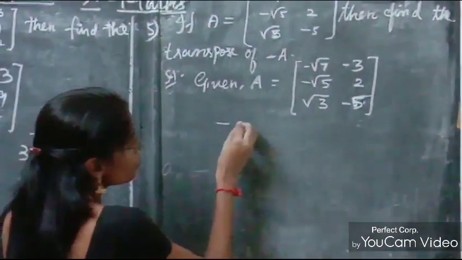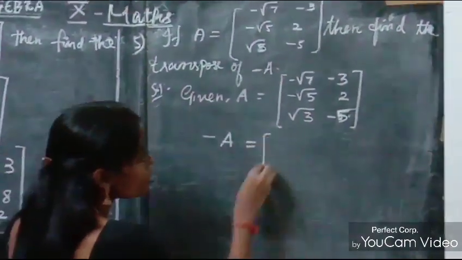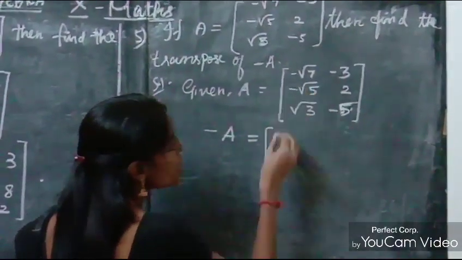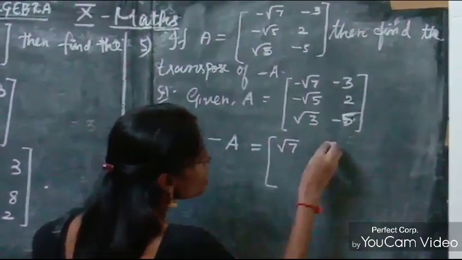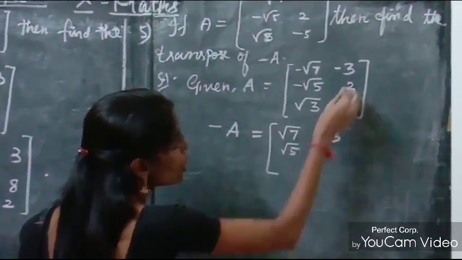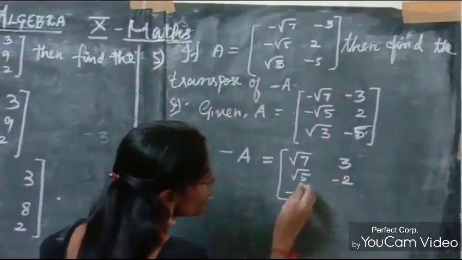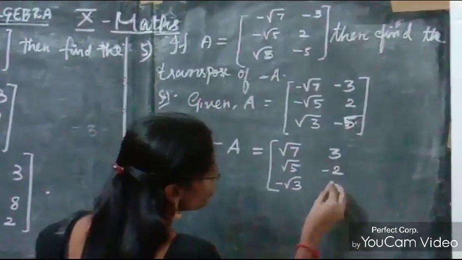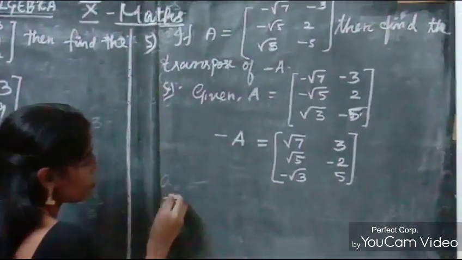First write minus A. Change the sign for all the elements. Minus A: minus root 7, plus root 7, minus 3, plus 3, minus root 5, plus root 5, plus 2, minus 2, plus root 3, minus root 3, minus 5, plus 5. Now find the transpose of minus A.